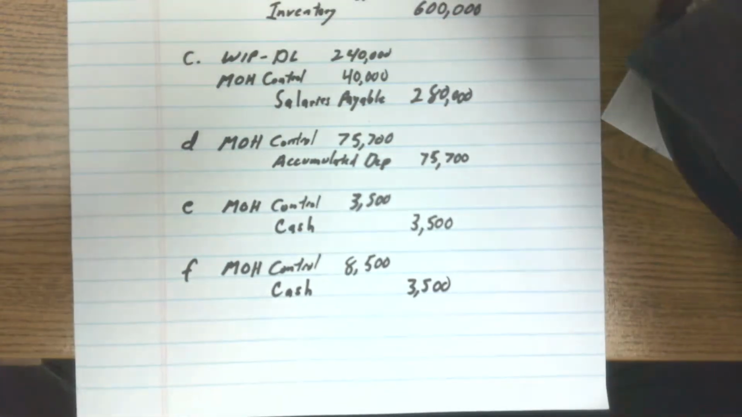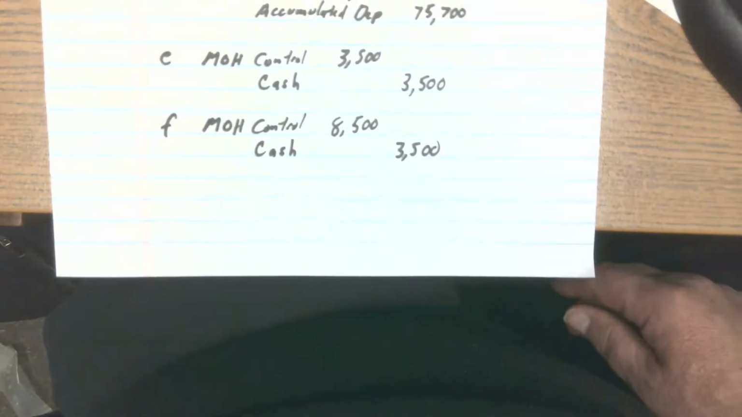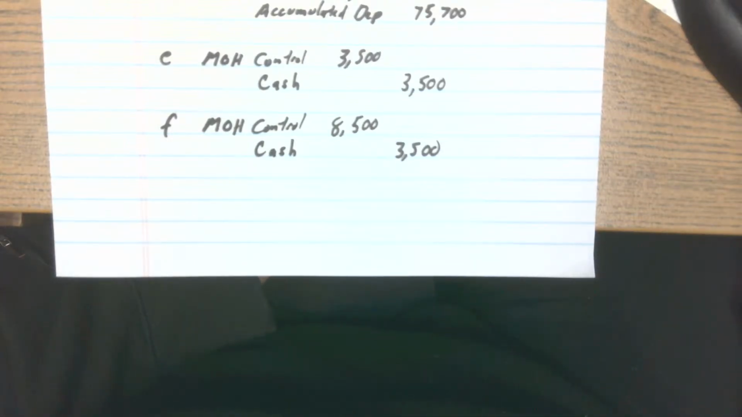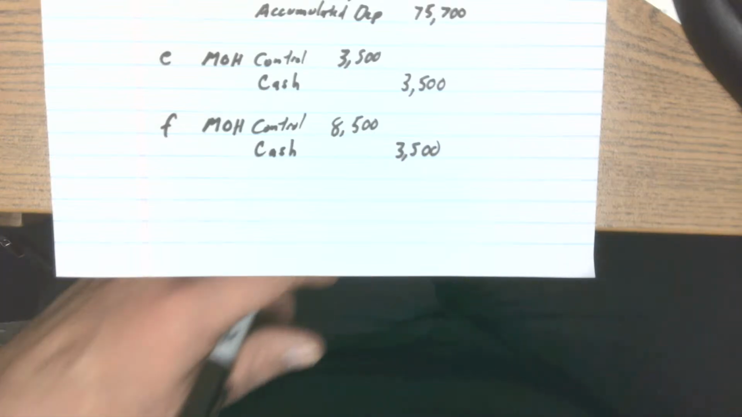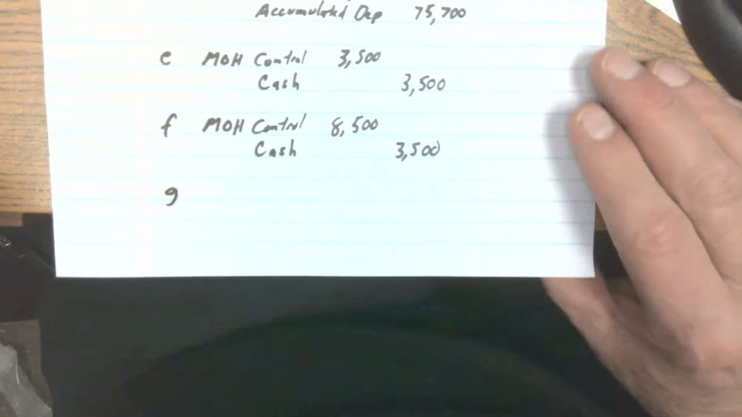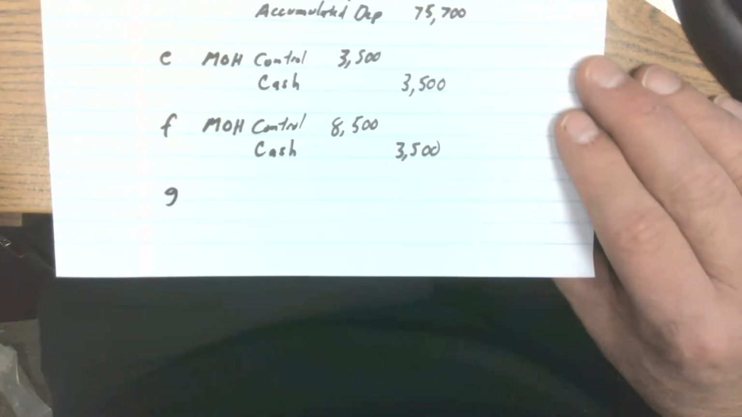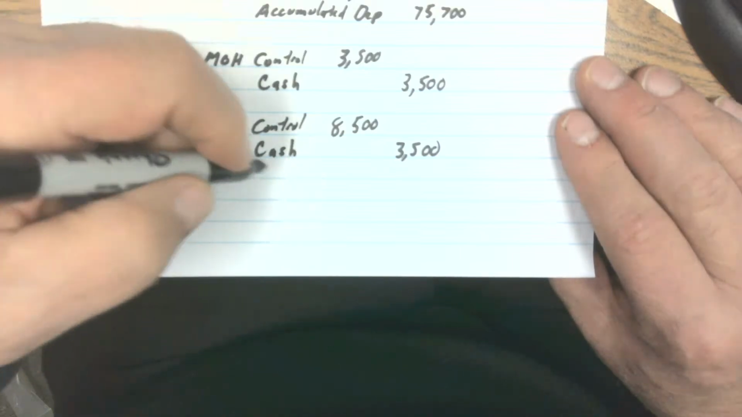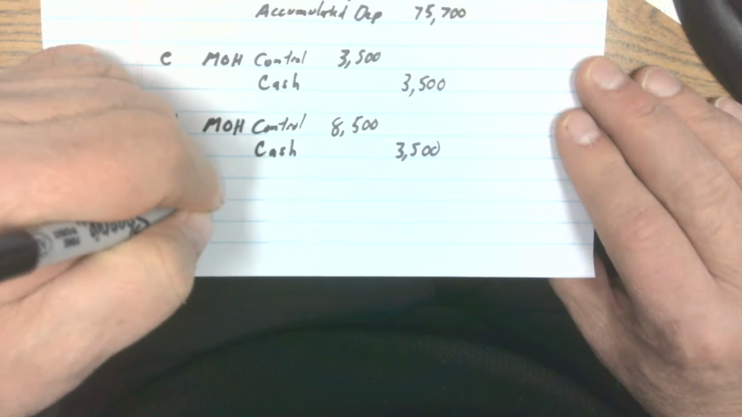And then G, we completed job H11 costing 7,500 and job G28 costing 77,000 during the month and transferred them to finished goods. Now you could do this in 2 or 1. That's fine. I'm going to go ahead and do it in 2. So we're going to put it into finished goods inventory.